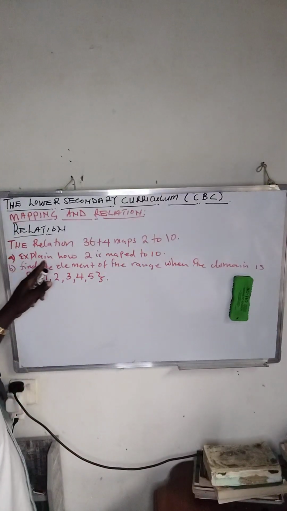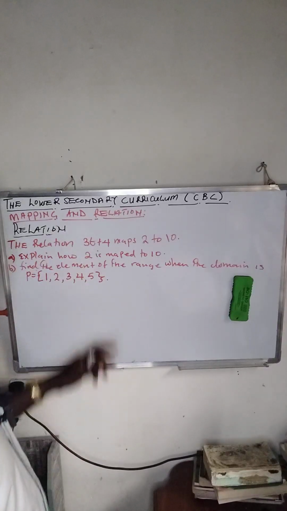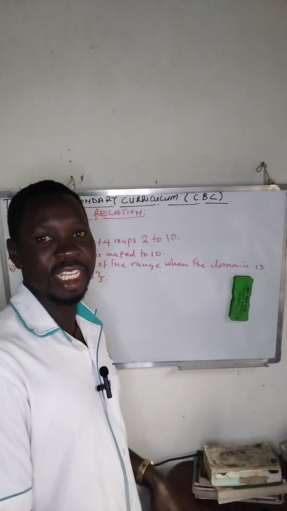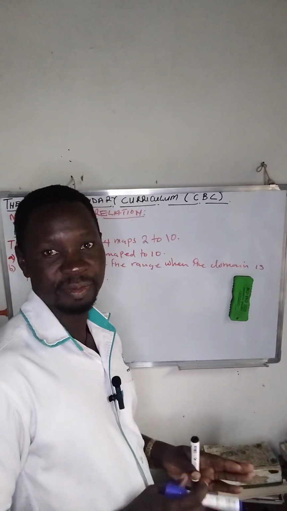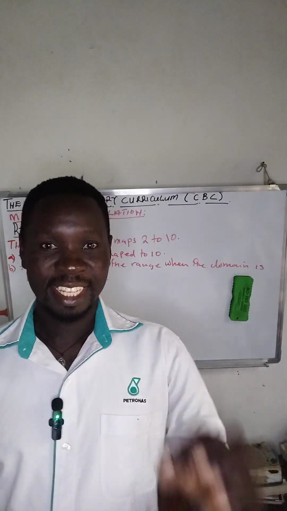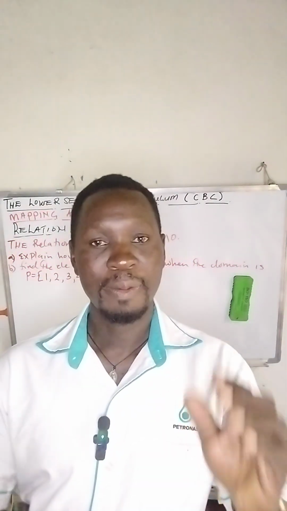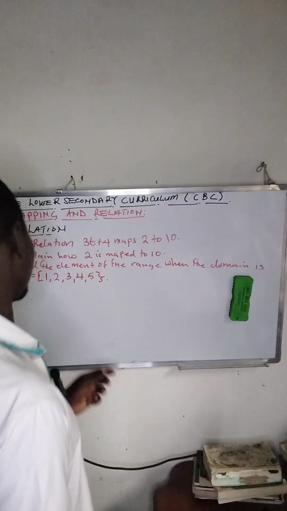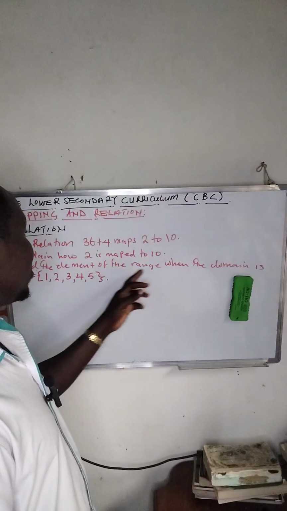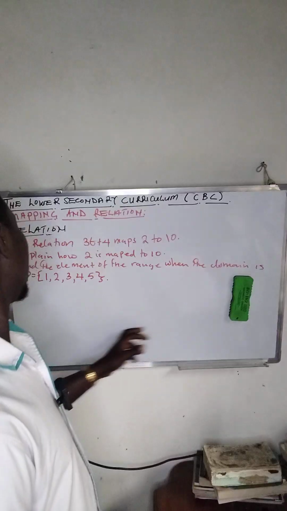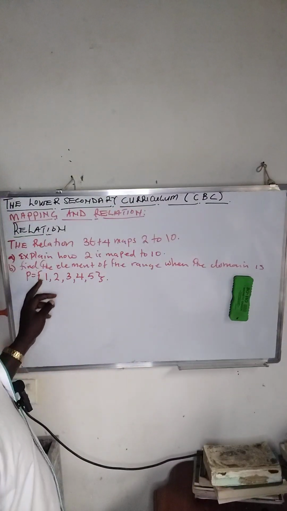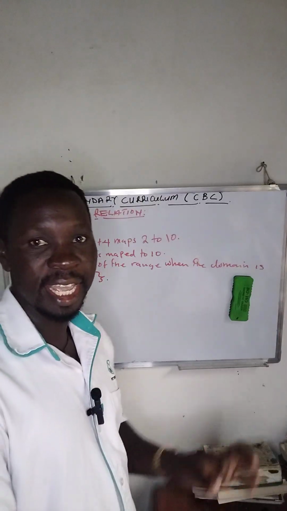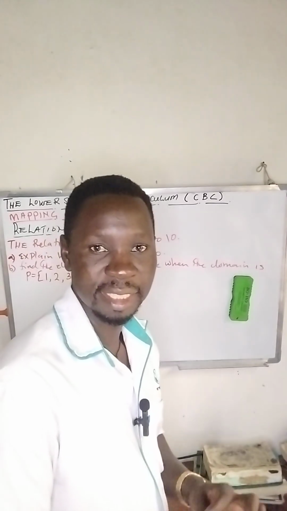Then they are saying explain how a 2 is mapped to 10. Yes, you need to know how a 2 is mapped to a 10. How are we going to handle this number? Then part B is saying find the element of the range when the domain is P equals 1, 2, 3, 4, and 5. That is the domain given, and we need the range.